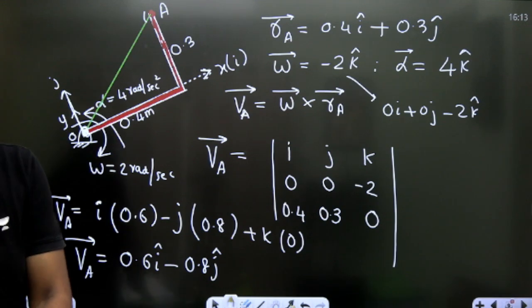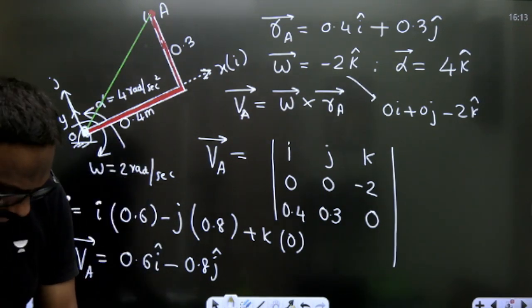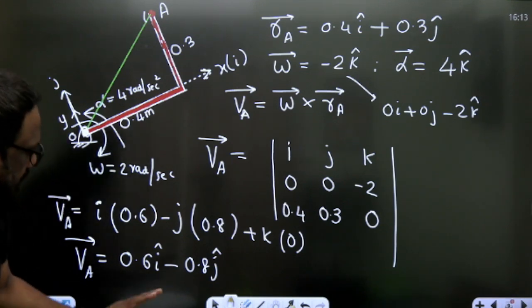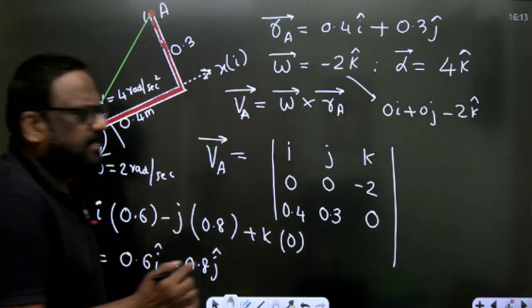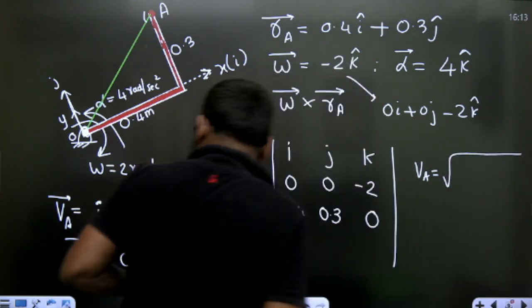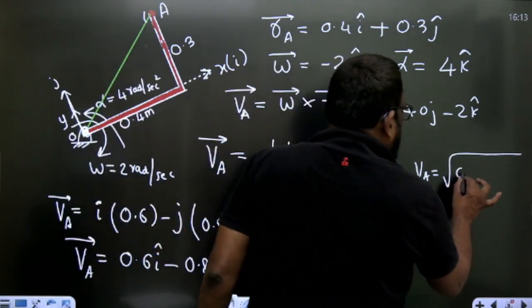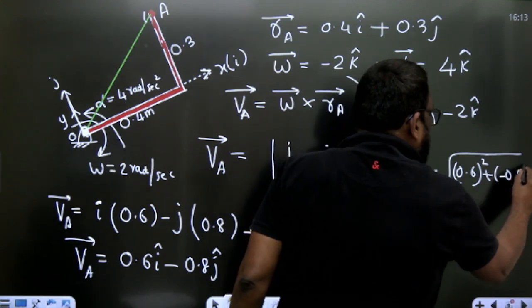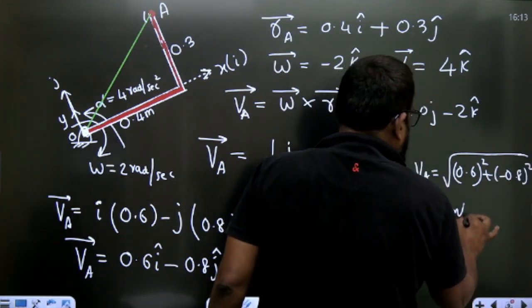Let me check, sir, is it correct or not? Velocity is 0.6 i cap minus 0.8 j cap. So can I find the magnitude? Very simple, sir. If you want magnitude, it will be the square root of this square plus this square, that is 0.6 squared plus 0.8 squared. You can easily calculate so many meters per second.